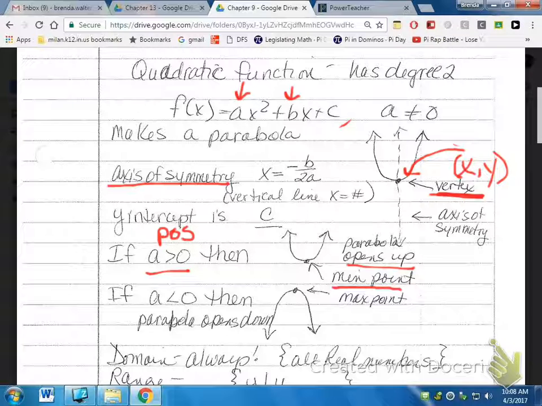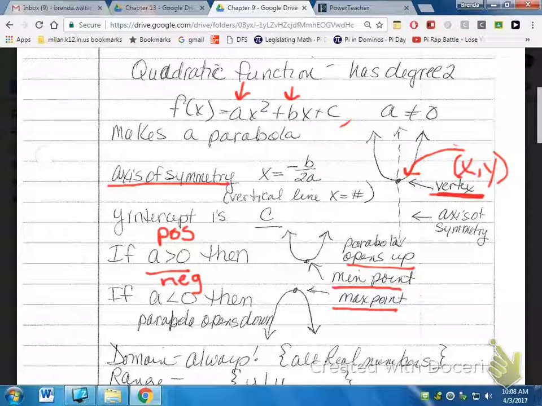If A is less than 0, so if A is a negative value, then the parabola opens downward. It's upside down. And that vertex would be called a max point, a maximum point of the parabola. Okay, so it all is dependent upon the value of A. Positive, it opens up. Negative, it opens down. The vertex would either then be a max or a min, depending.